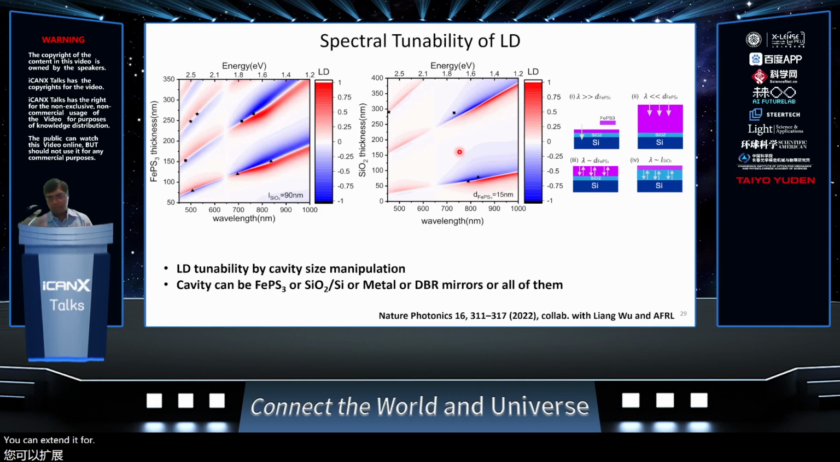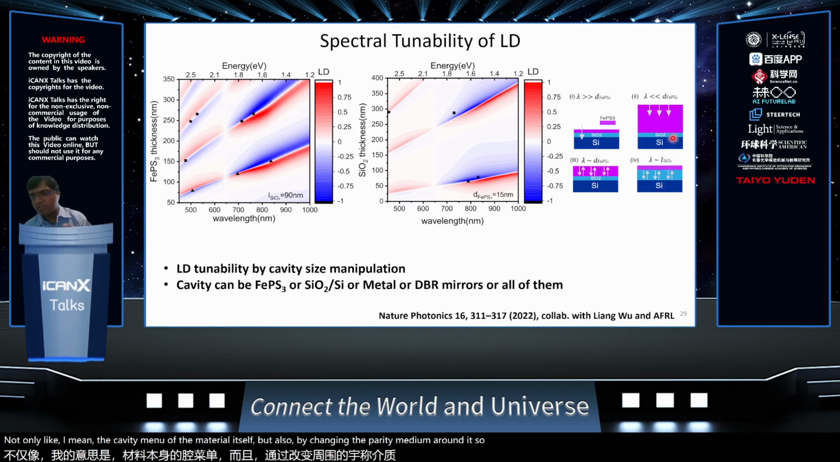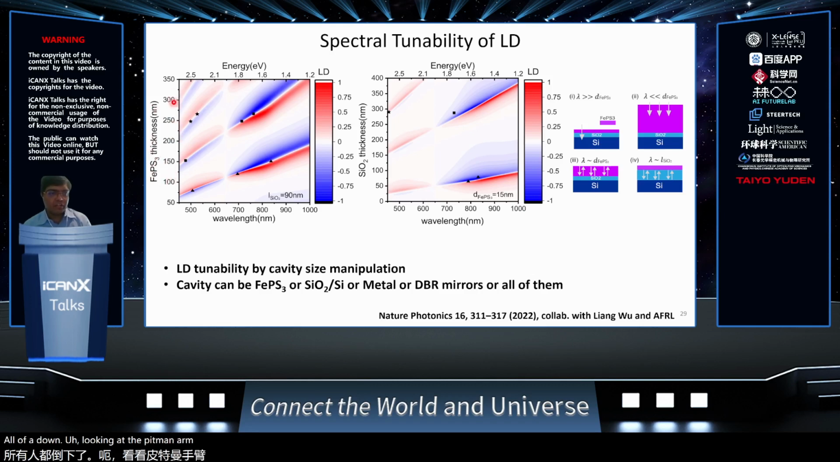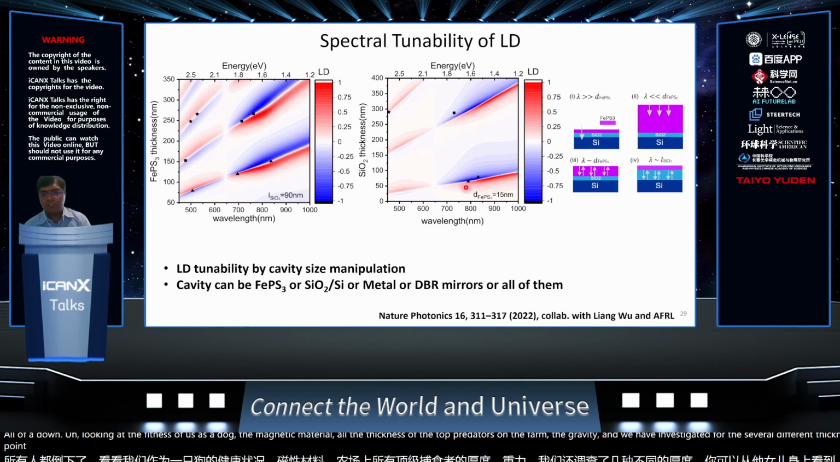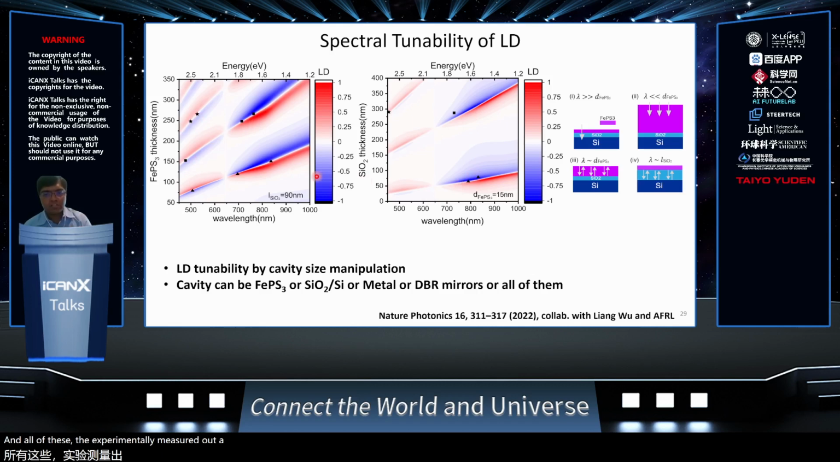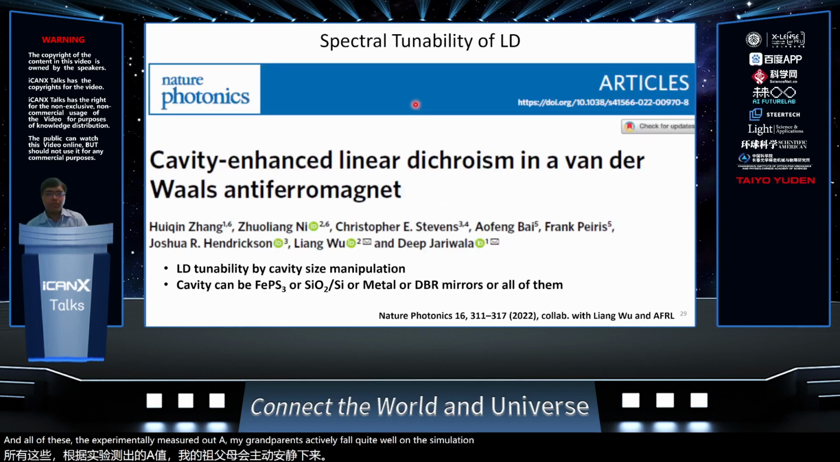You can extend it further in another direction by changing the cavity medium altogether, not only the cavity medium of the material itself, but also the cavity medium around it. That means the substrate that it is put on. And so you can now generate these nice design plots, looking at the thickness of the magnetic material or the thickness of the substrate it is on that forms the cavity. We have investigated it for several different thicknesses, as you can see from the star, square, and triangular points. All of these experimentally measured points fall quite well on the simulation. And this is also something that we published recently. It just came out a couple of months ago.